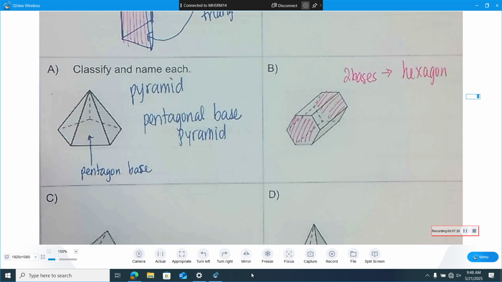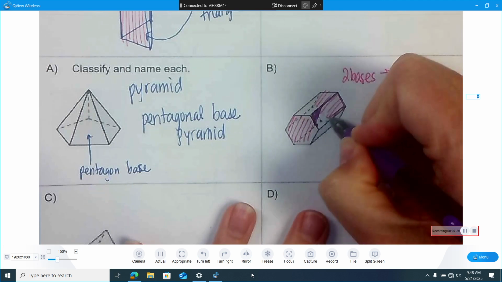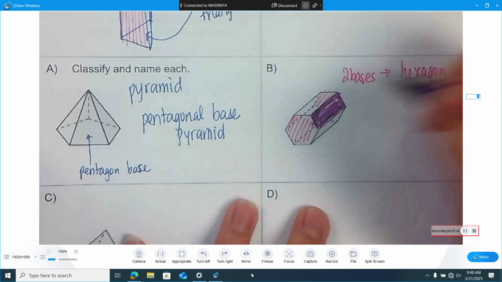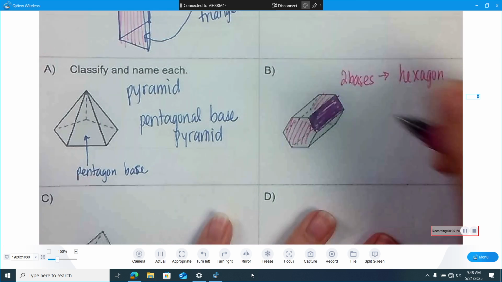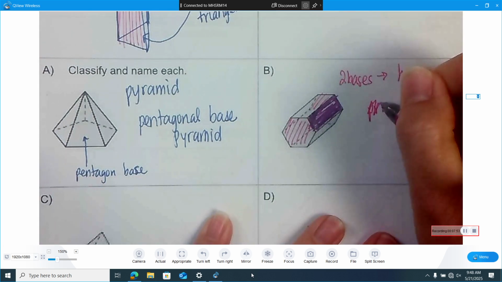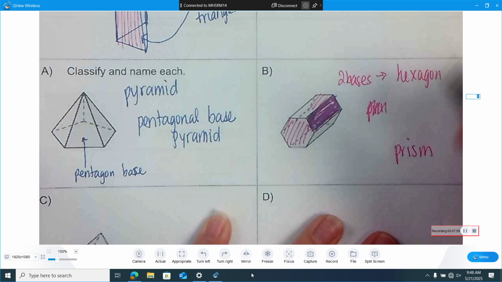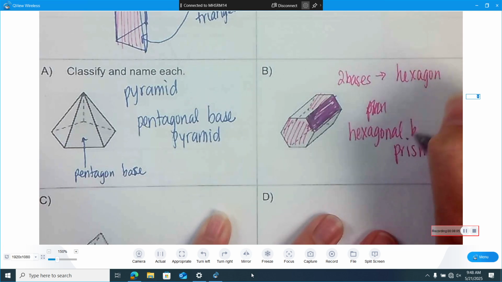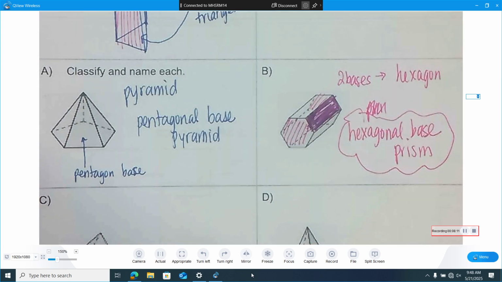And you can see that all of the lateral faces, all of the sides, are rectangular in shape. So it's really important that you can recognize we have rectangles connecting those bases. So is this a pyramid or a prism? Yeah, it's a prism. And since it's a prism, we're going to describe it using the base. So this is a hexagonal base prism. And that's its name, hexagonal base prism.